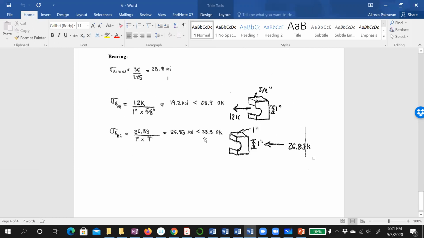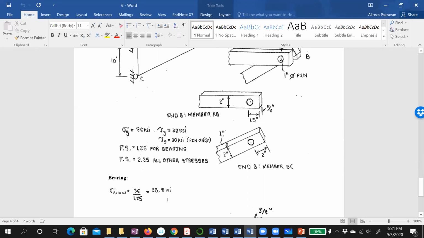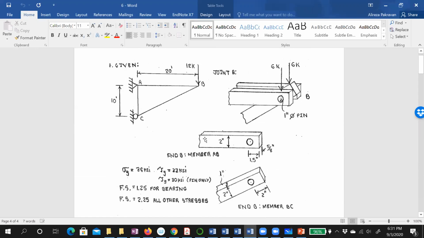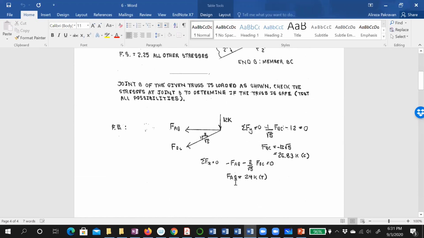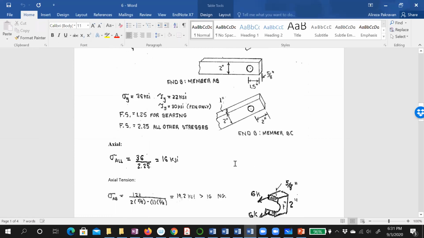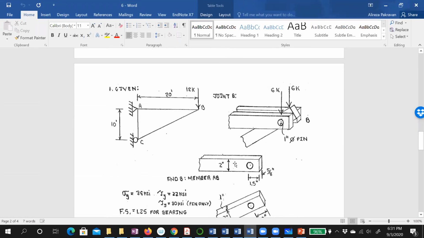Professor? Sure. How come for the axial tension and compression you only solve for AB or BC, and not both, like you did in bearing? Because AB is under tension, we find from statics, right? And BC is under compression. This is the first step, right? Okay, now one thing left is shear.